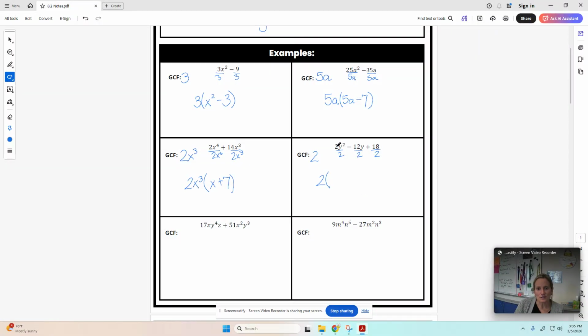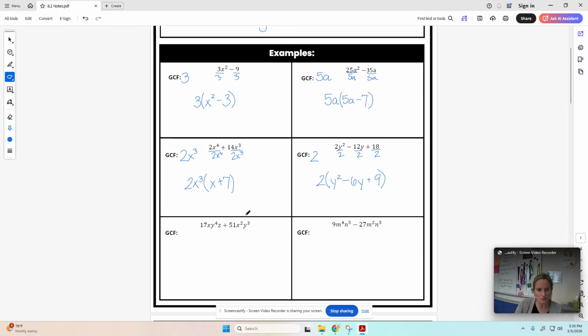So here, 2y squared divided by 2, these simplify to a 1, and I am just left with y squared. Minus 12 divided by 2 is 6, and I still have the y, and 18 divided by 2 is 9. So this is kind of your process when there is only one variable, whether it's 2 terms or 3 terms.